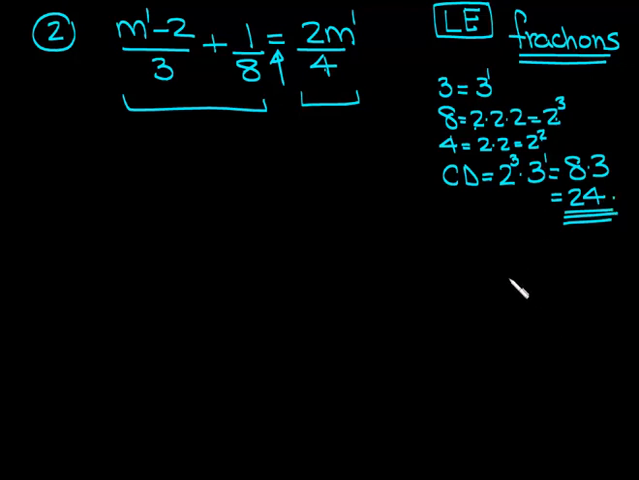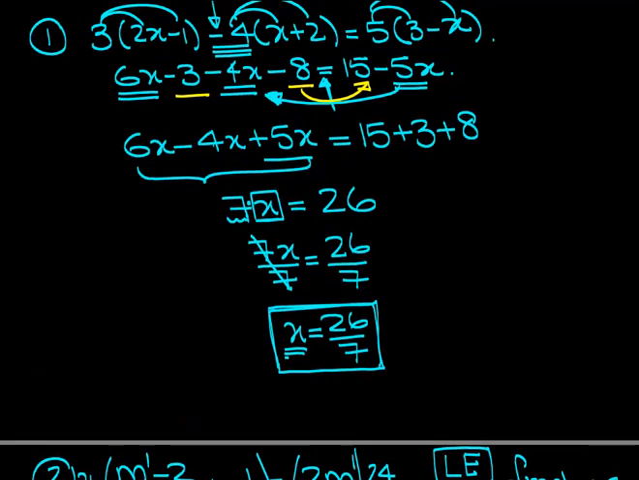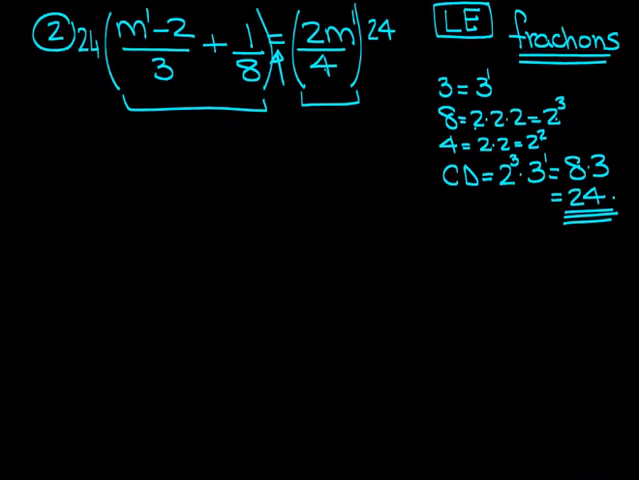Now that we have a common denominator, I'm going to multiply the left side by my common denominator, which is 24. I'm going to multiply the right side by my common denominator, which is 24. Remember, our goal is to get rid of those fractions, because once we get rid of the fractions, it becomes a problem just like this. So let's do that. We multiply both sides by the common denominator because of the equality. We can't just randomly do something to one side and not to the other side. We've got to keep the balance.